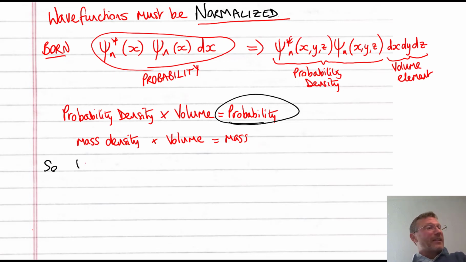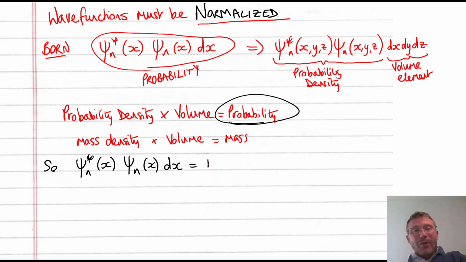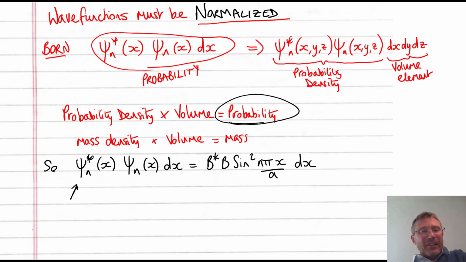So we're going to say that psi star n of x, lots of rewriting here, right, dx, from our solution that we've just come up with, is b star b sine squared n pi x over a. We don't know what b is yet, right? So it could be a complex number. So we're going to assume it's a complex number for the time being. Let's talk about this for a second. Here's our complex conjugate. And this is in math chapter B, by the way.